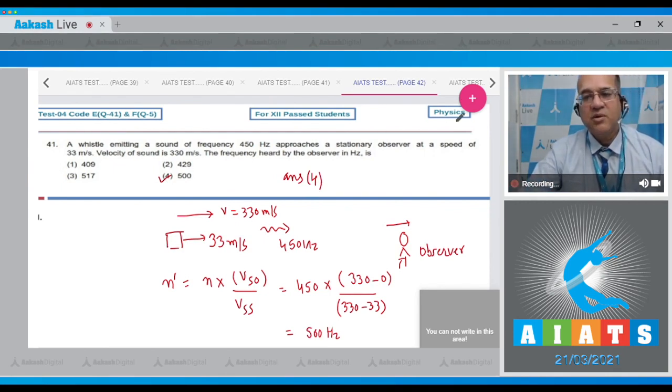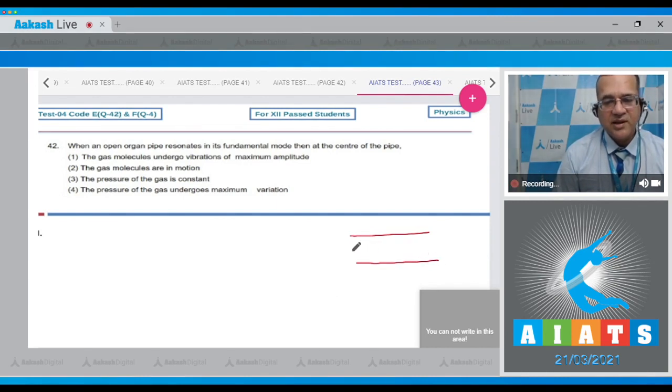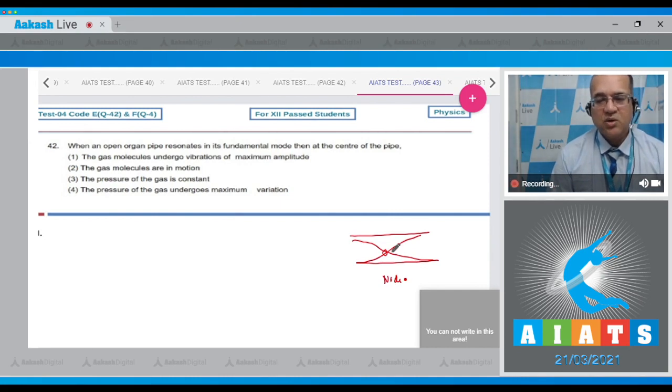Let's move to the next problem. Question 42: when an open organ pipe resonates in its fundamental mode, then at the center of the pipe. Now see, the tube is in open mode. So what happens in the middle is that a sound goes and then returns from somewhere away. So this becomes a location of node. And at the node there is maximum pressure variation.